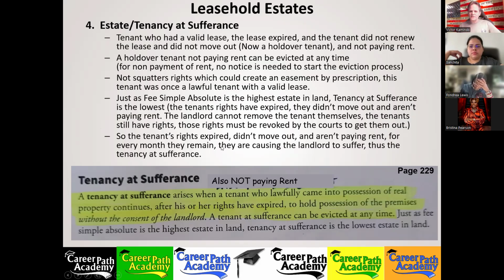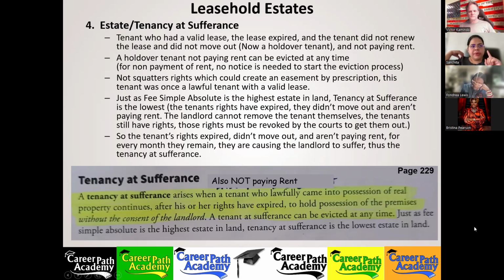So the tenant's rights expired, they didn't move out, and they aren't paying rent. For every month they remain, the landlord is suffering. They still need to pay their bills. So that's where they get that term from. Make sure that when you highlight the definition here in the book on page 229, you also write up there they're also not paying rent. That's an important factor that they left out in the book here.